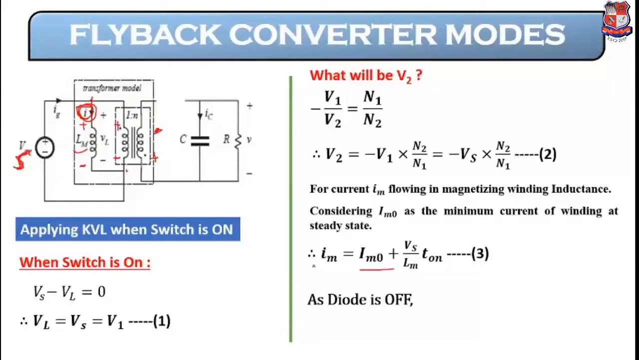Now as the diode is off in this case, Id will be equal to 0 and Ic will be equal to minus V by R, because over here I have taken Ic in this way, but in the actual case the capacitor will be discharging, it will be supplying the current, so the direction of current will reverse, giving minus V by R.